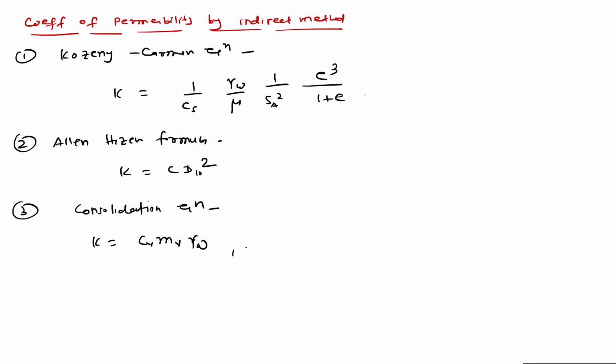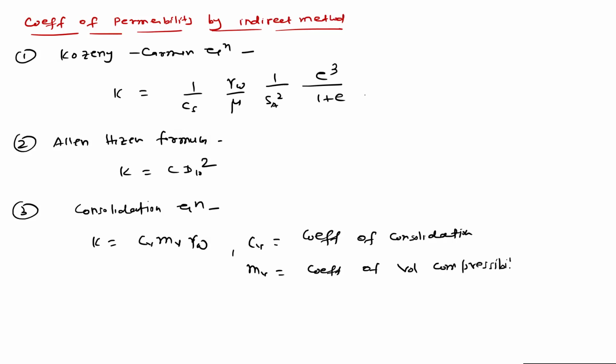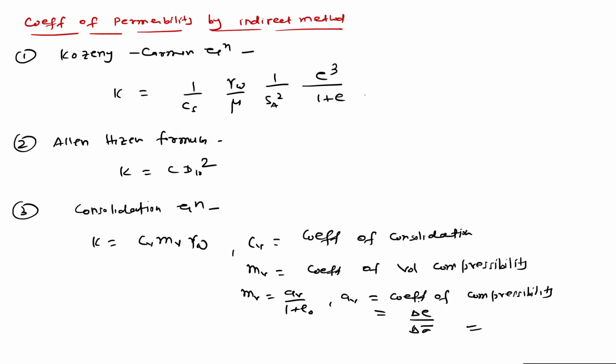Cv is the coefficient of consolidation. mv is equal to the coefficient of volume compressibility, and mv is equal to av divided by 1 plus e naught, and av is equal to the coefficient of compressibility, which is delta e by delta sigma. Okay. This is all about question number 13.